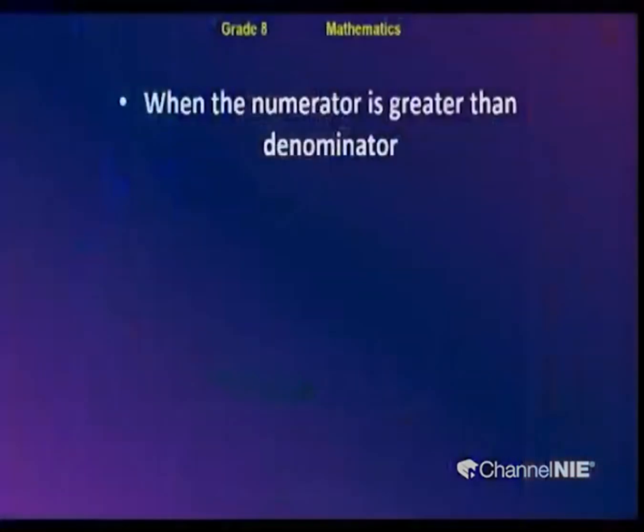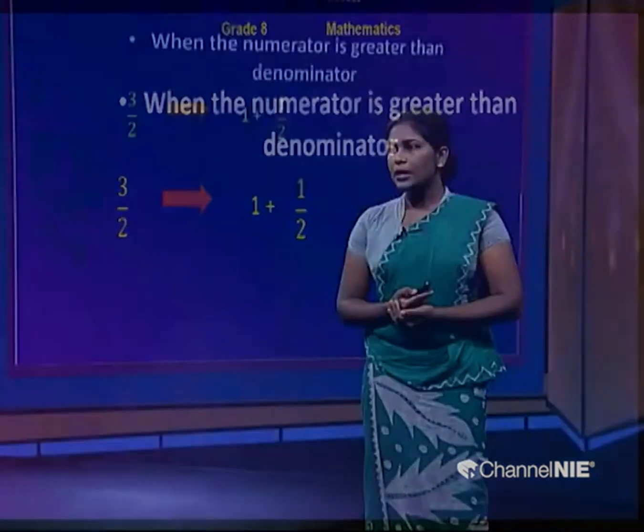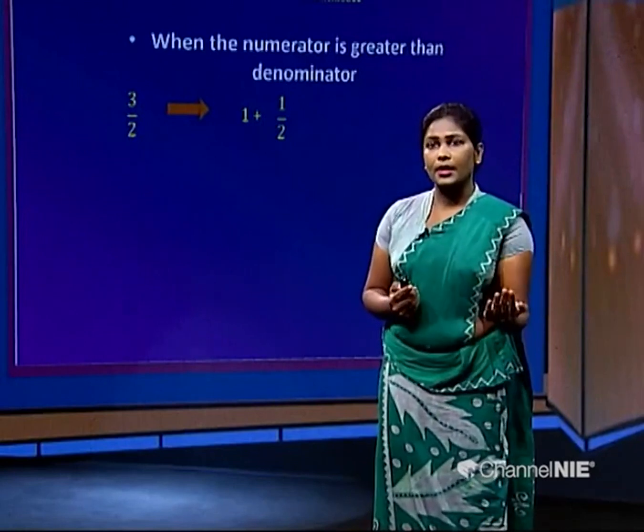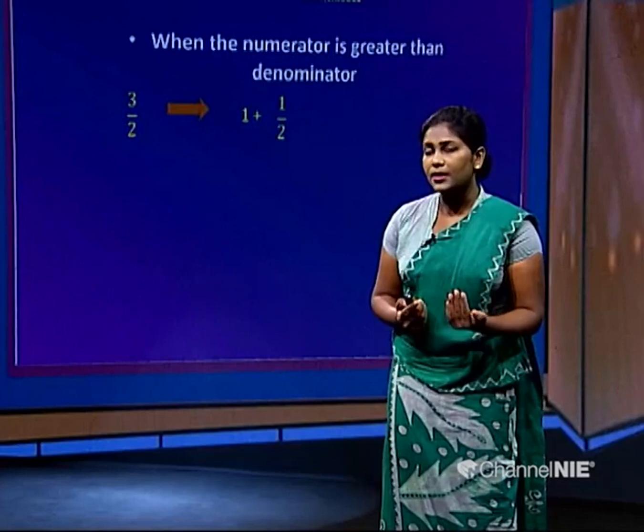Now look at the other part of the lesson. What is this part? Look at that. When the numerator is greater than the denominator, for example 3 over 2. Here, 3 is the numerator, 2 is the denominator. So, 3 is greater than 2, isn't it? Yes, 3 is greater than 2. So, how to represent this improper fraction? This is called an improper fraction.